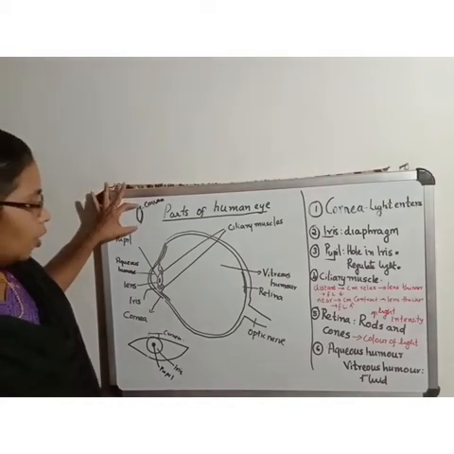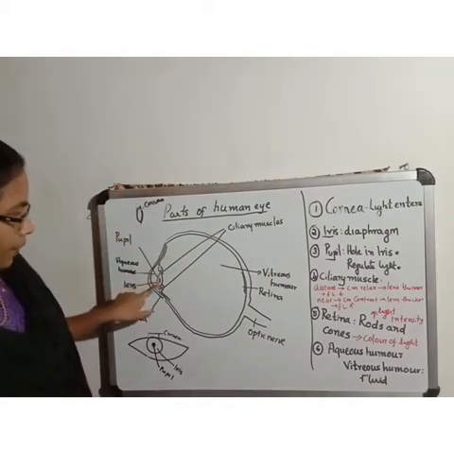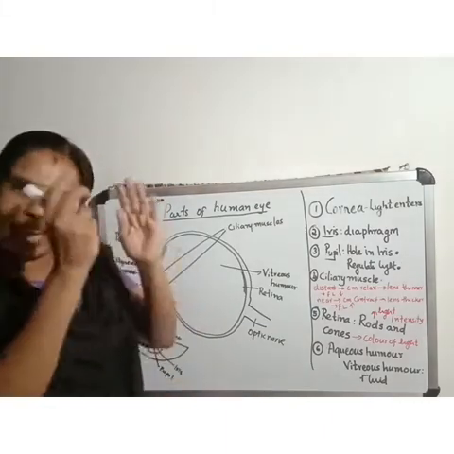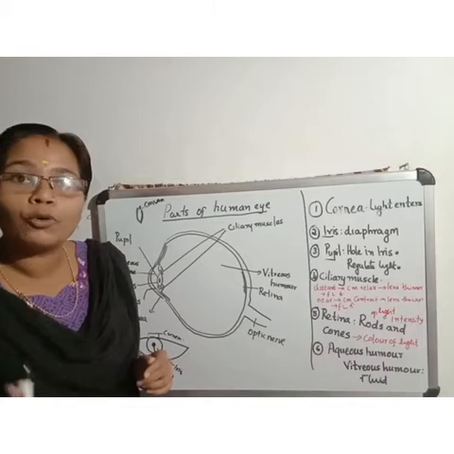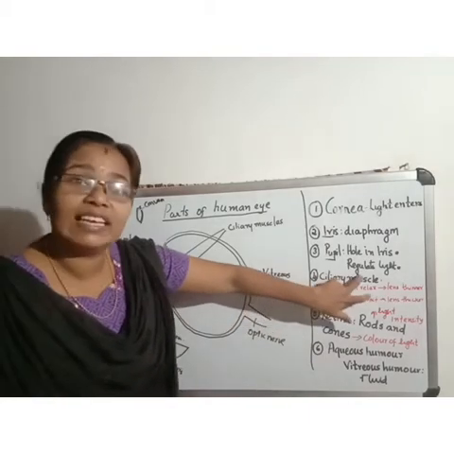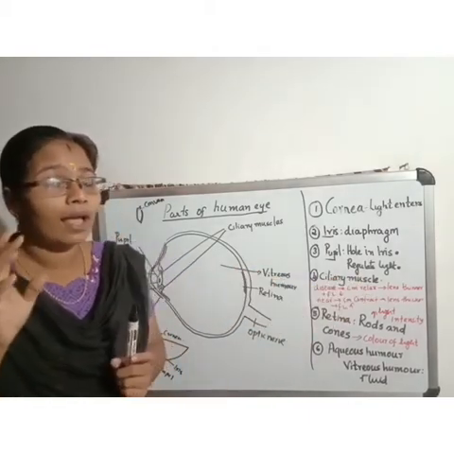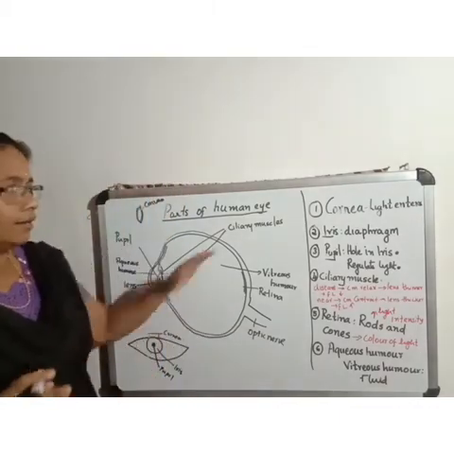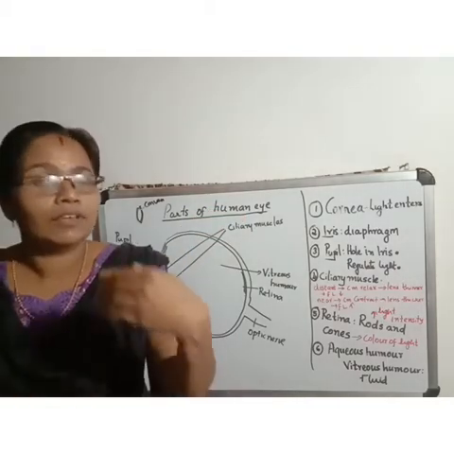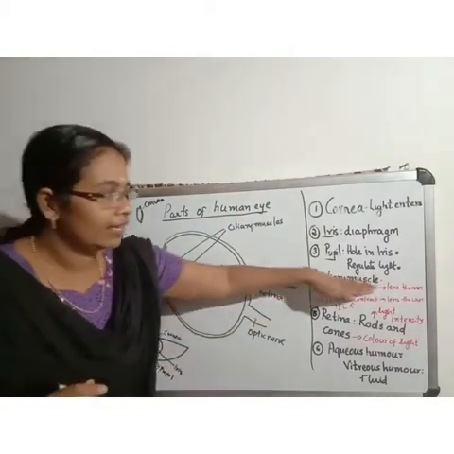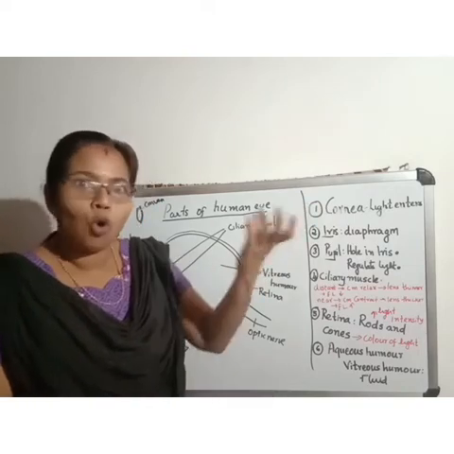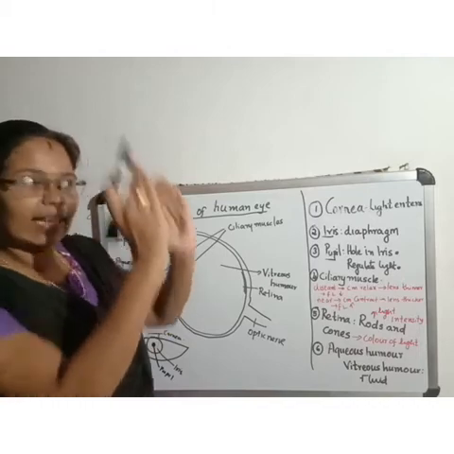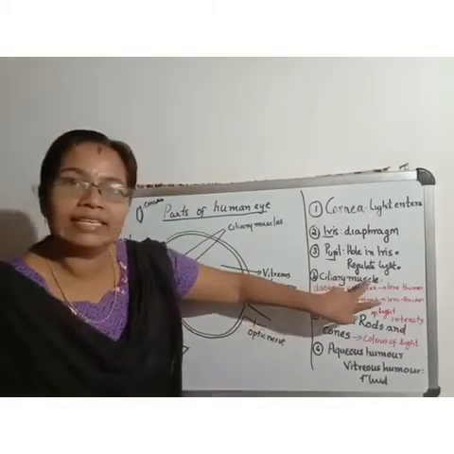Now this convex lens you can see here in this structure, and the convex lens is held there with the help of a muscle which is called the ciliary muscle. The ciliary muscle has a great role in the parts of the human eye, that we will discuss later. So the ciliary muscle's main function is to hold the lens. We have to keep the lens erect with the help of the ciliary muscles.